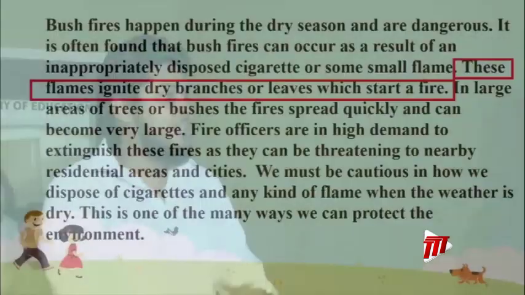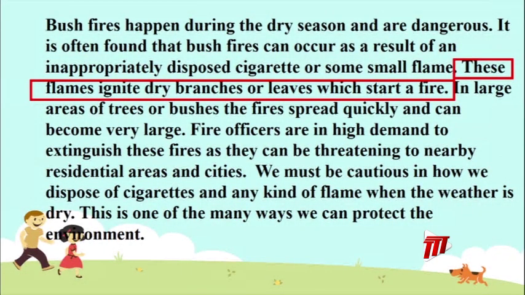So the first thing I thought about: "These flames ignite dry branches or leaves which start a fire." Now, if you look at this sentence, it focuses on branches and leaves. So my process of thinking now is to go through the paragraph and see if the other sentences support the fact that branches and leaves start a fire. Now understand me, we know that with bushfires, branches and leaves start a fire. But I want to know if in this paragraph, all the other sentences are supporting this one sentence.